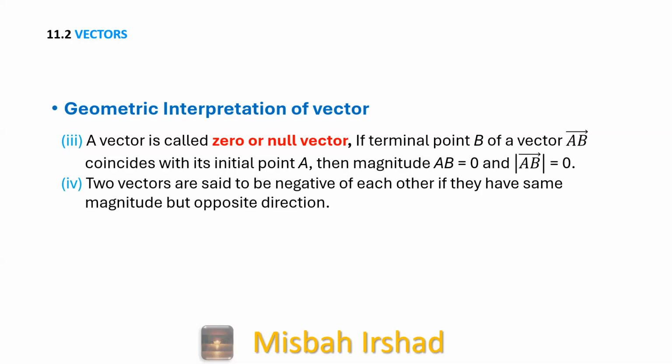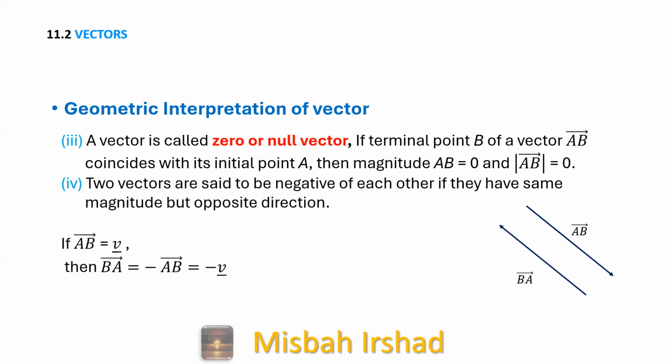A vector is said to be the negative of another vector if both have the same magnitude but opposite direction. Like if we have this vector AB, then its negative would be BA. Negative of AB is BA and their magnitude is the same.